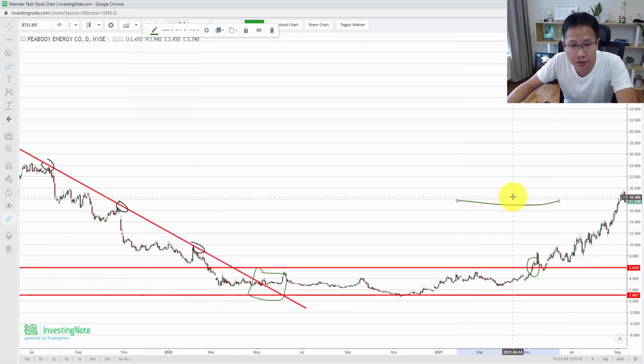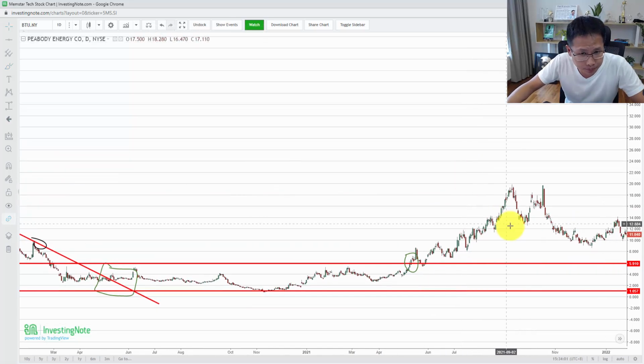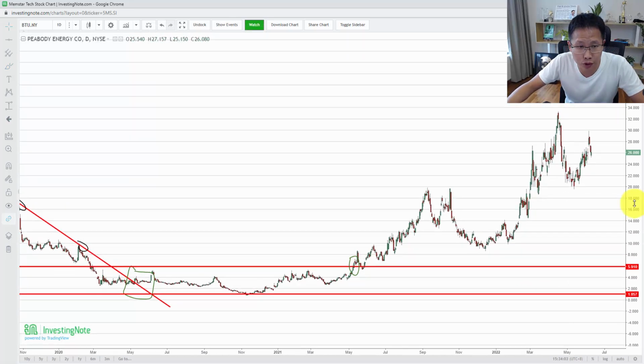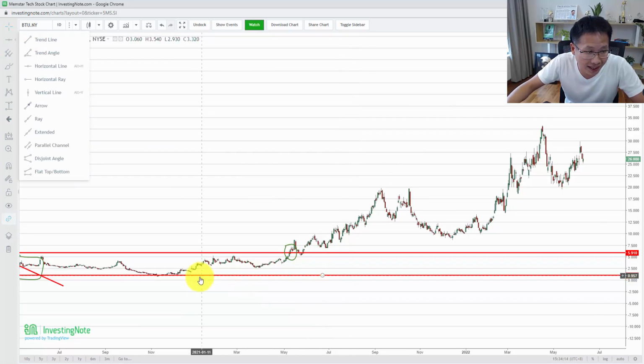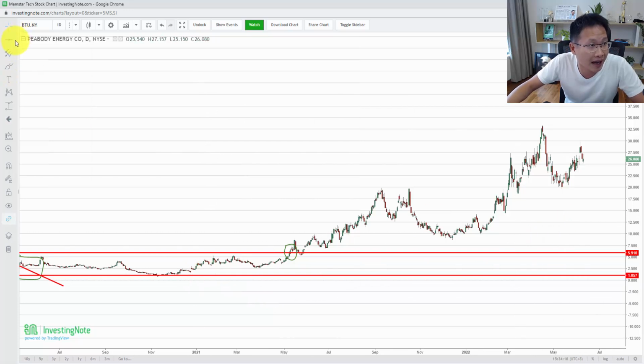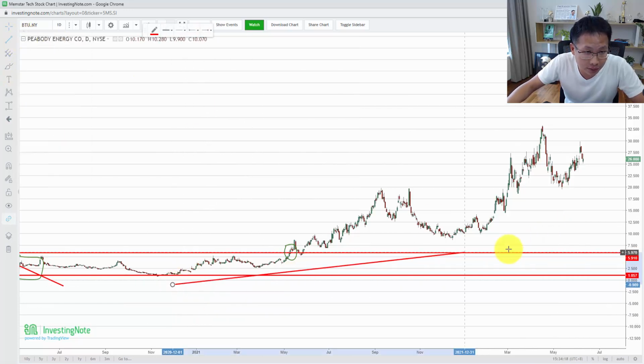Okay, so let me draw another line right now, and you can see that we started to push up after breaking this level. So this $6 was the support. We broke down, consolidated below for about a year, and it went above, and that's where the uptrend really started. So right now you can draw another line. I think that would be an upward sloping channel support line.